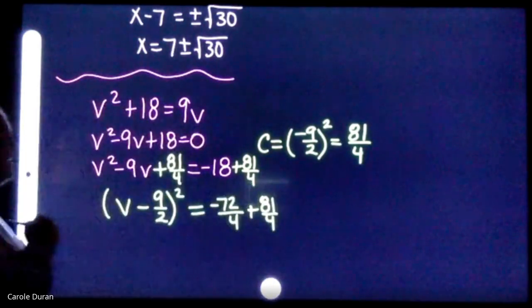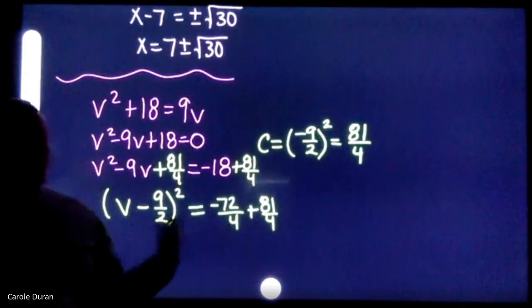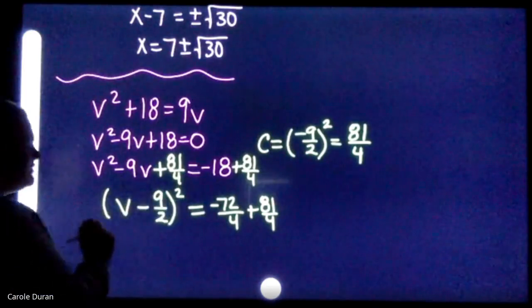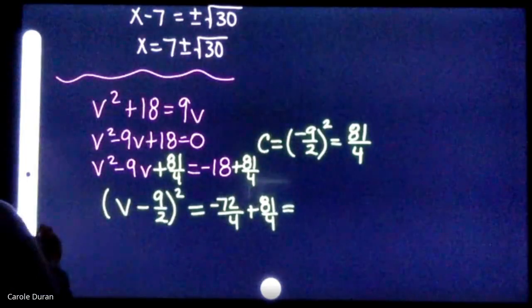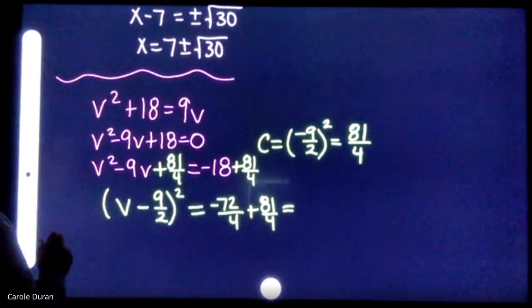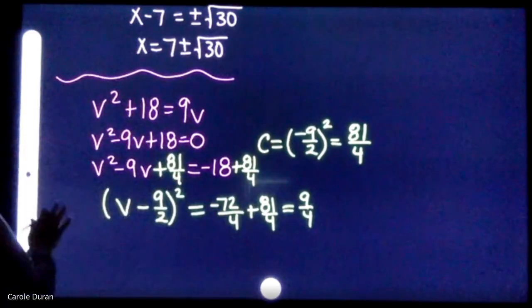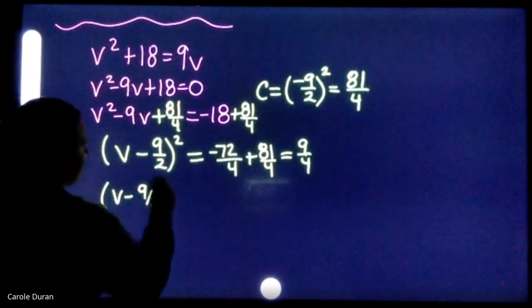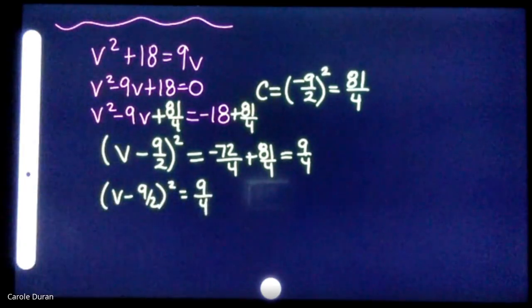So I just took negative 18, multiplied it by 4 to get the negative 72. And then it's over 4 because that's what I multiplied by. I can add those two together. And when I do that, I get 9 over 4. So now my problem is reading v minus 9 halves squared equals 9 over 4. And I'm going to solve for v.